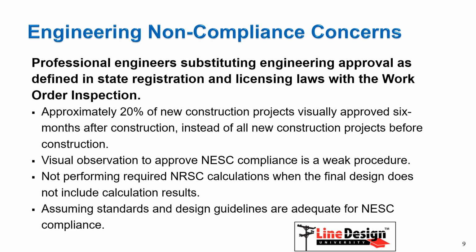The differences between the two include a percentage of designs are reviewed in the work order inspection compared to all designs before construction. A visual observation during the work order inspection compared to all required calculations must be performed to verify National Electrical Safety Code compliance, and no engineer seal and signature are included with the work order inspection compared to a professional engineer seal and signature on all designs as defined in state registration and licensing laws.